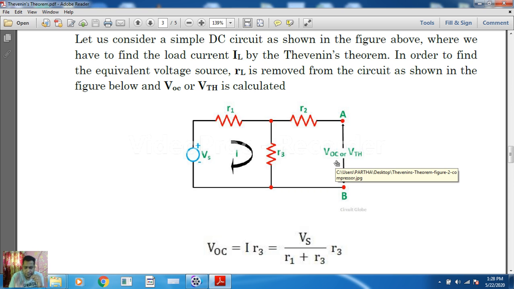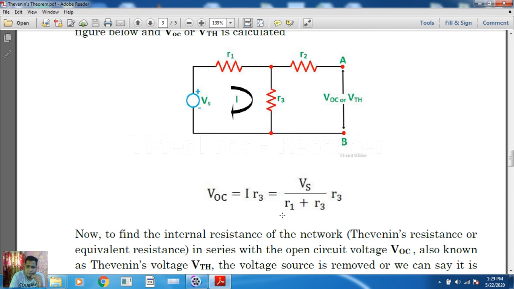So if we want to find the voltage across the AB terminal, which is the open terminal of this particular circuit, we have to find the voltage drop across R3. That voltage drop across R3 gives us the open terminal voltage, which is known as Thevenin's voltage, V suffix TH.